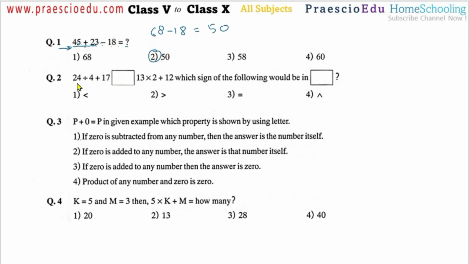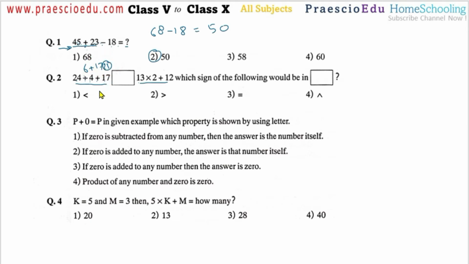Then question number 2. 24 divided by 4 plus 17, then a box, and on the other side 13 multiplied by 2 plus 12. Which sign would go in the bracket? We have to choose the sign correctly, so we have to solve this one separately and this one separately. Here, division we have to solve first because there is no multiplication. 24 divided by 4 means 6, and then plus 17 means 23.